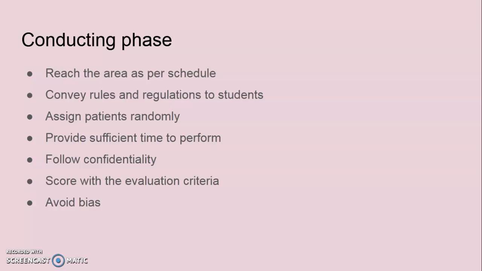In the conducting phase, reach the area as per the schedule and convey rules and regulations to the students. Once the students are there, you should clearly explain what they are going to do during the examination. Assign patients randomly. When you assign patients to students, mostly we use a lot method. You can put the names of the patients and make a lot and ask the students to randomly select their own patients. Provide sufficient time to perform and follow confidentiality when you do an evaluation.